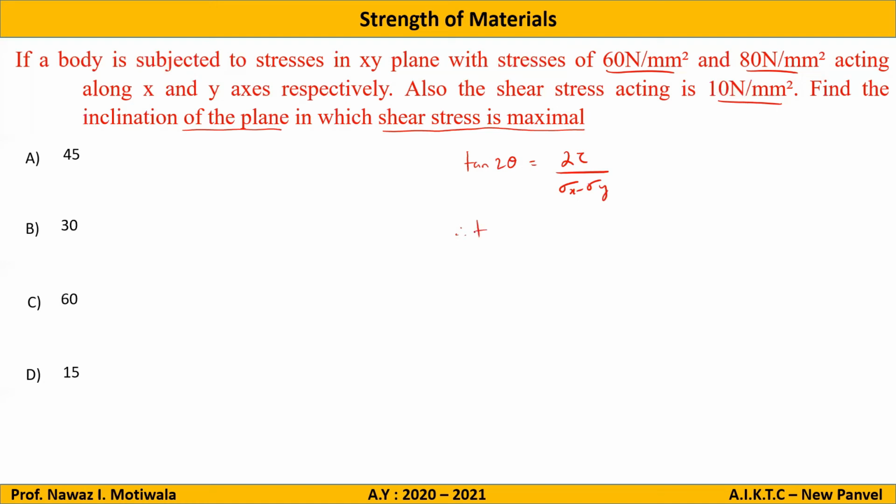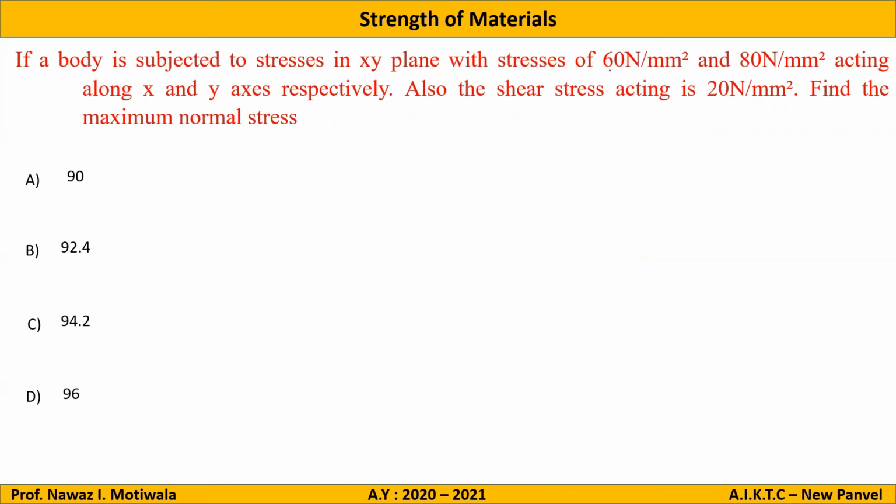So we get tan 2 theta is equal to 2 into tau, which is 10, divided by sigma x, which is 60, and sigma y, which is 80. So I will get 20 divided by minus 20, so it will be minus 1. So tan of 2 theta is minus 1, so I will get theta equal to 45 degrees. So the option is option A.